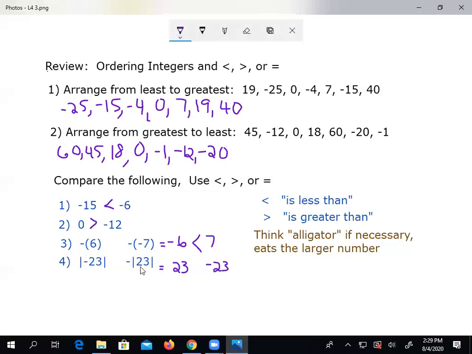So this has two operations. I got to take the absolute value and take the opposite. So it ends up being a -23. So the positive number is greater than the negative number. So 23 is greater than -23. That's what that would look like.